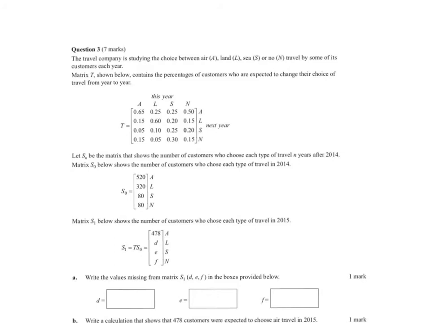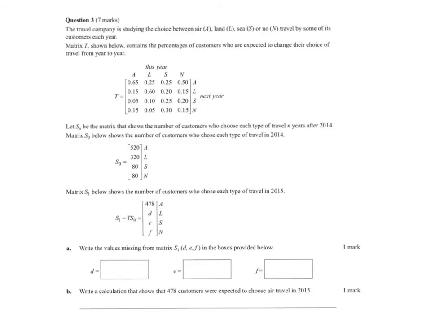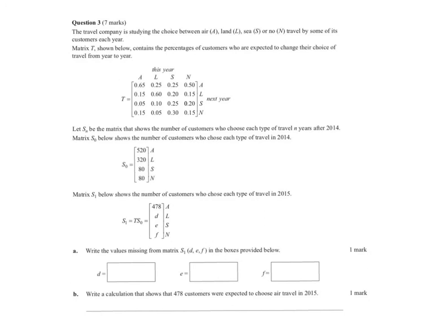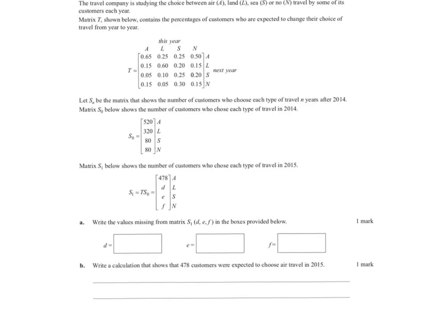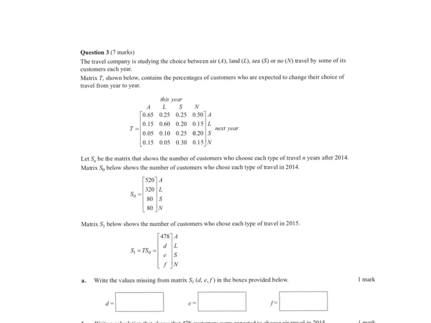So question 3. The travel company is studying the choice between air, land, sea, or no travel by some of its customers each year. Matrix T shown below contains the percentages who are expected to change their choice of travel from year to year. If you're a skim reader, you can tell it's just the transition matrix from one year to another. It's very wordy, so you probably skim read.